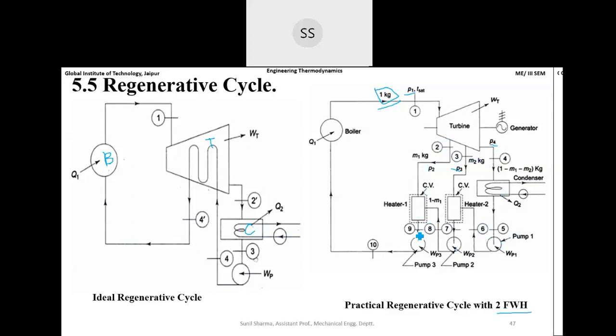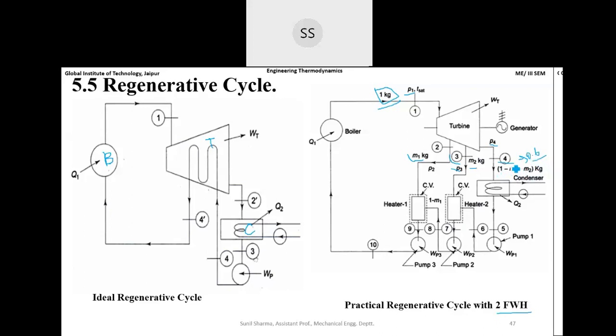We will use that. Okay, again we extracted some of the steam at point number 3, which is m2 kilogram. Assume this is also 0.2 kilograms. Okay, so at the pressure P3 it moves to feed heater 2. Okay, and the final extraction is exactly equal to 0.6 kilogram. All right, because 1 kilogram was the total, we extracted 0.2 earlier at point number 2, 0.2 earlier at point number 3. Now at point number 4 it will be 1 minus 0.2 minus 0.2, so this will be 0.6 kilograms.